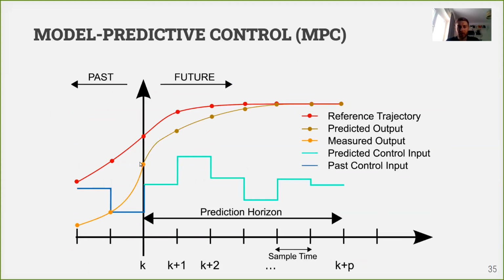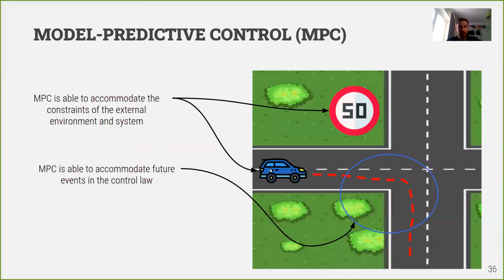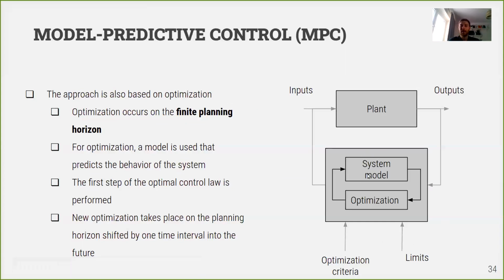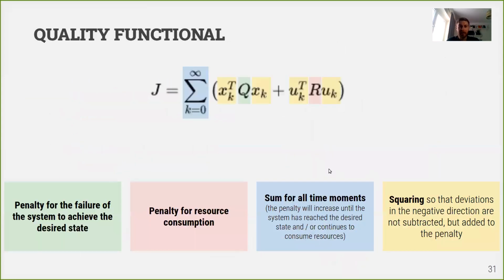For example, this is used a lot to control the trajectory, as in our example. But the cool thing is that model predictive control, or MPC, is able to accommodate constraints of the external environment. For example, here we can have a speed limit, and our optimization loop knows that it cannot run faster than 50 kilometers per hour. In a PID regulator, it is much more complex to inject such limits, because there is no mathematical way for us to have these limits.